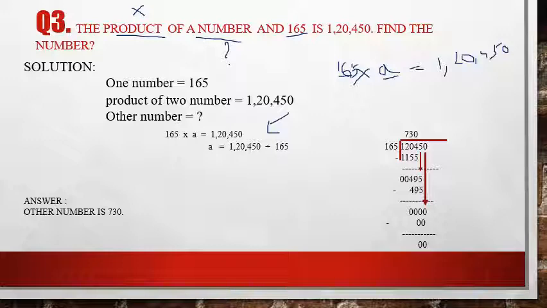Now, students, A we have to find. Now you know very well that here 165 is multiplying with A. So when we take 165 to the right hand side, it will convert into division. This you know. So after dividing, we will get the answer. The second number is 730. That means when we multiply 165 and 730, we will get the answer 1,20,450.